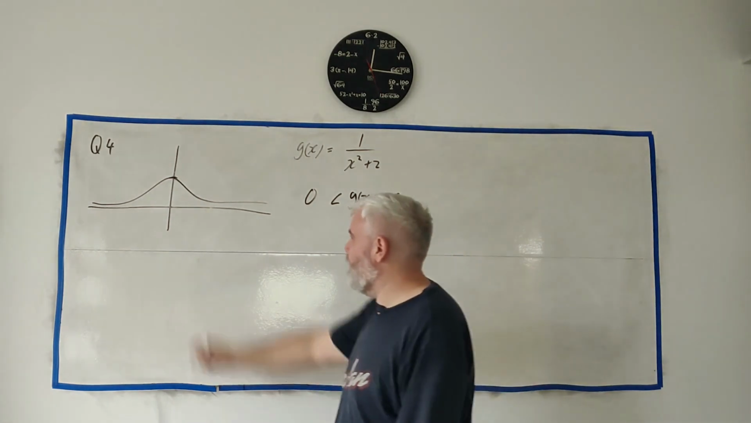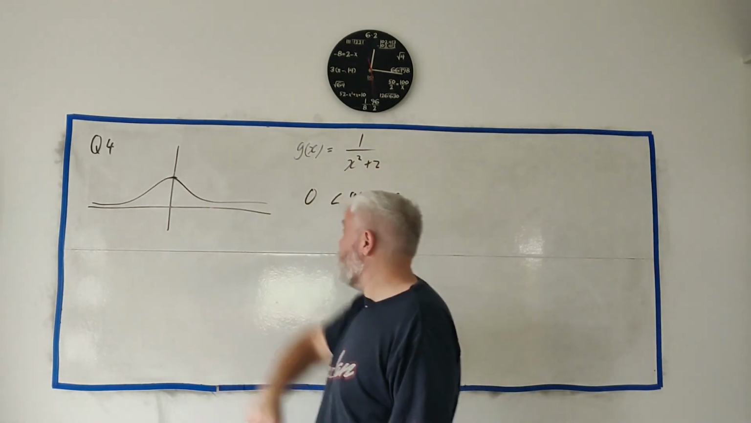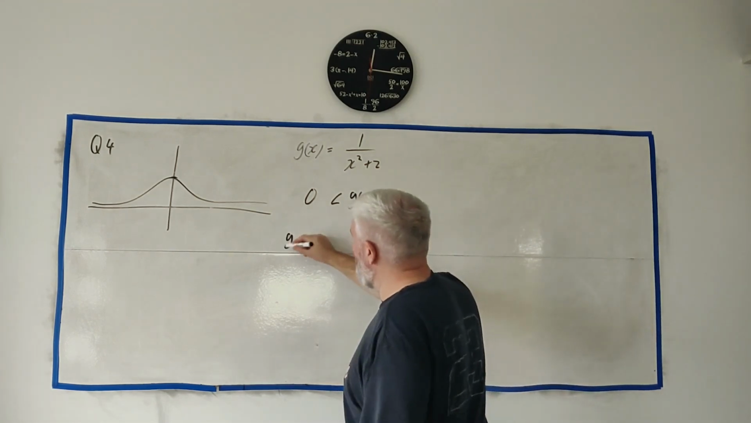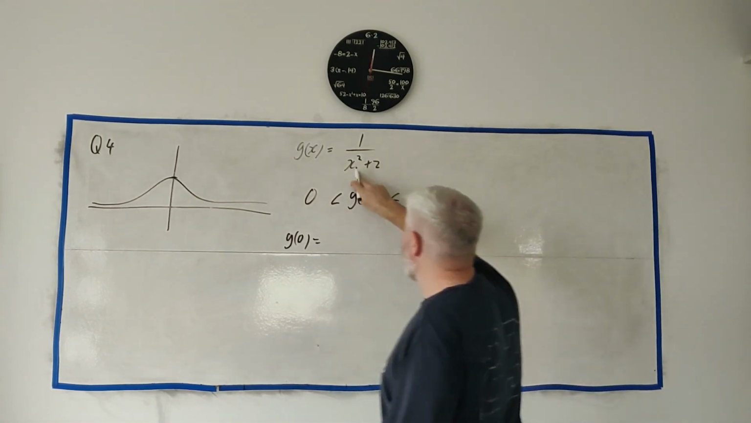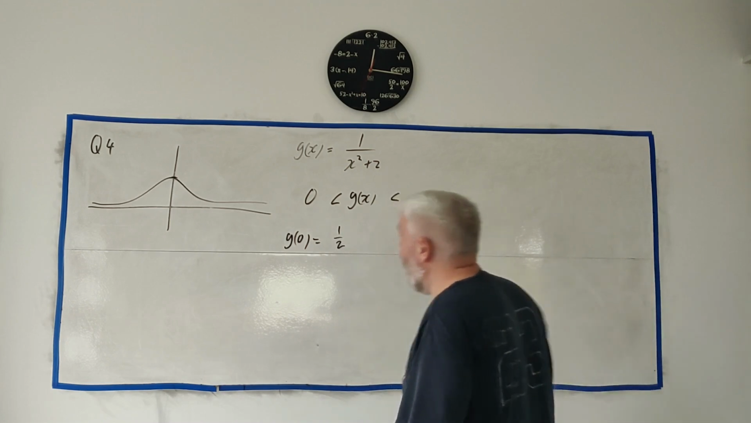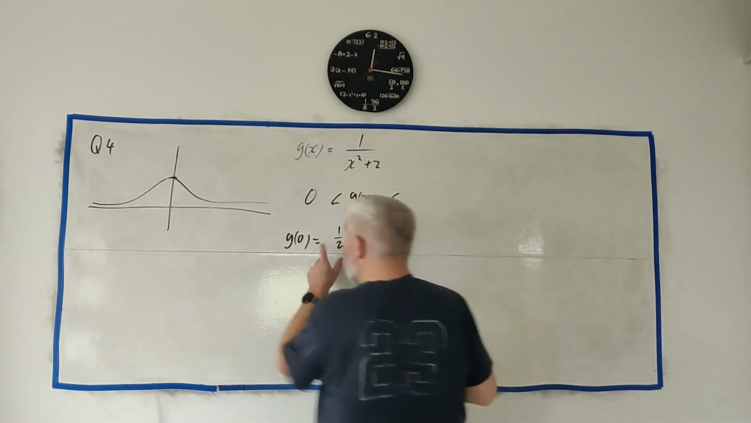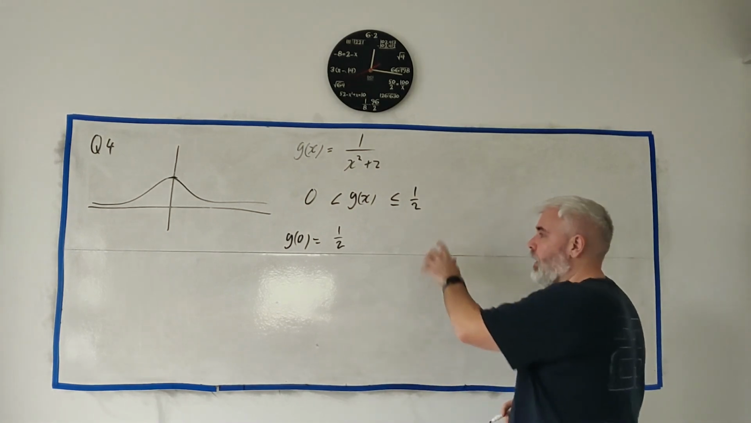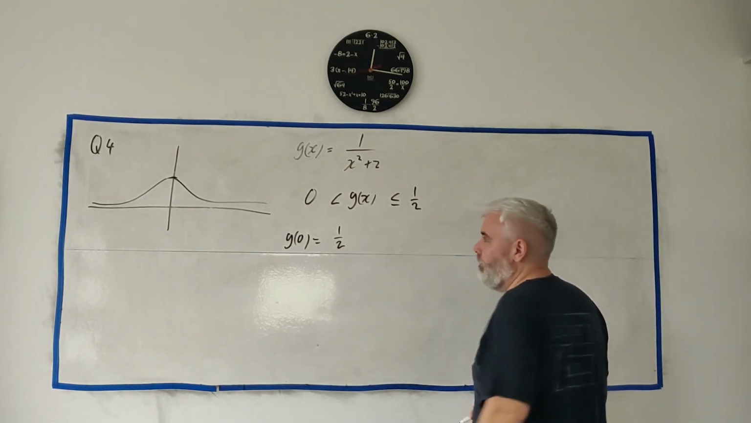They've given us a pretty good picture here. This is the maximum, 0 is the maximum. It's a fairly symmetrical function. So I just want to find g(0). And if I put 0 in, I'll just get a half. And that's the highest this function goes. And it does equal it, so it is less than or equal. This is the range again. It's less than or equal to half.